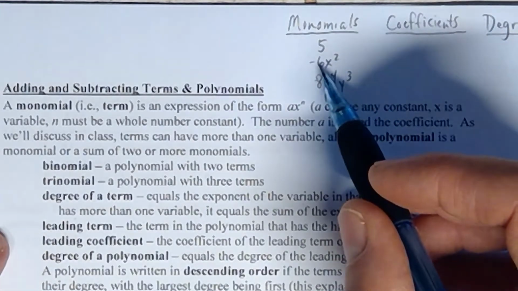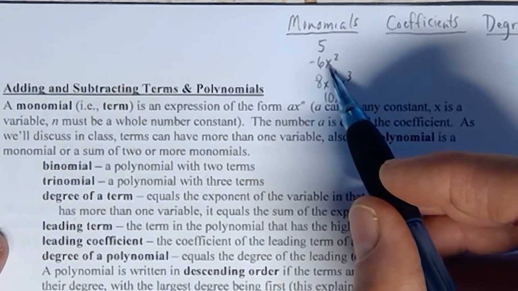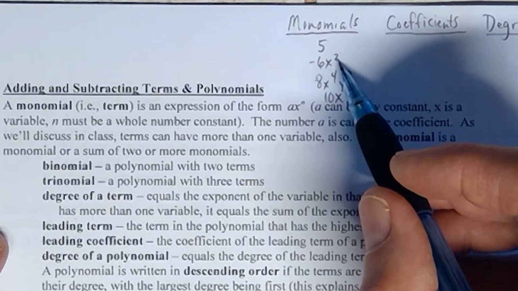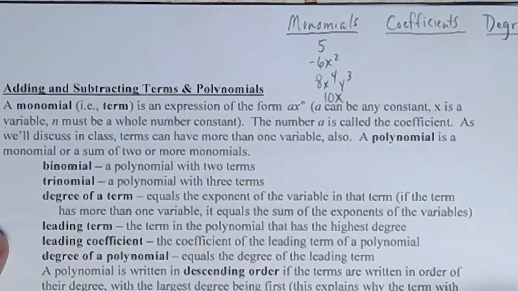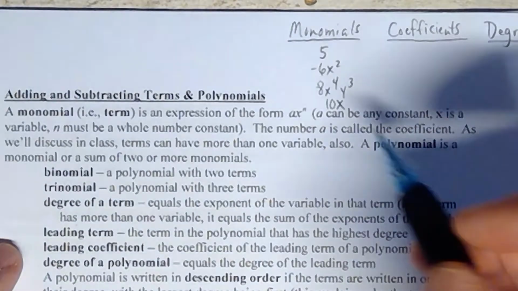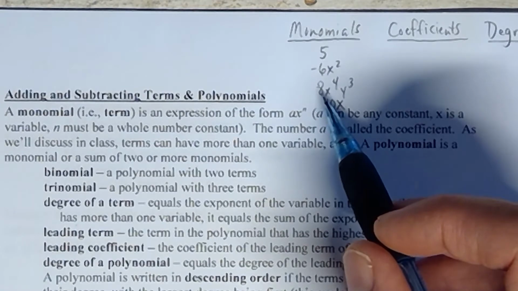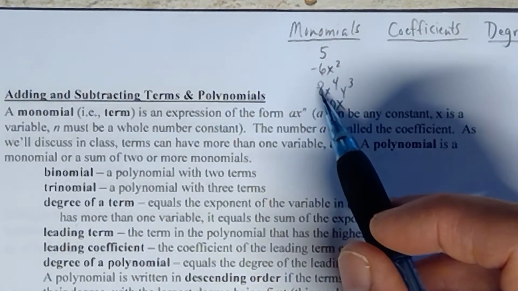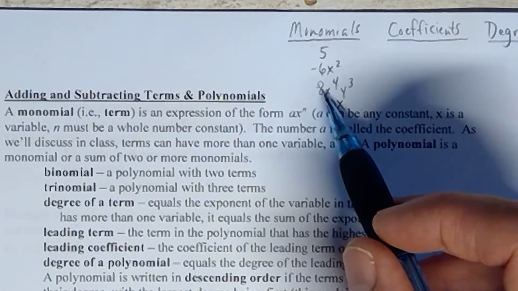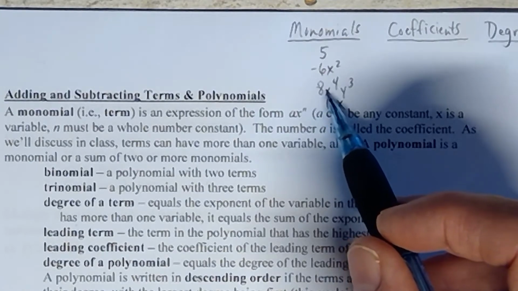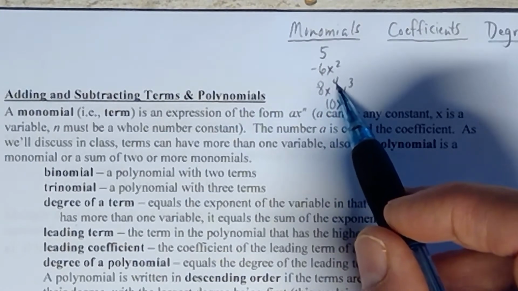So if you have a constant number times a variable to a whole number power, that's also a monomial or a term. We usually call it a term. You could also have one more variable. See how here we have the same thing as the previous term up here, where you have a constant number 8 times, again it has to be multiplication, a variable to a whole number power.